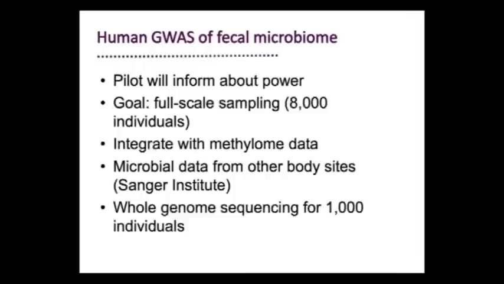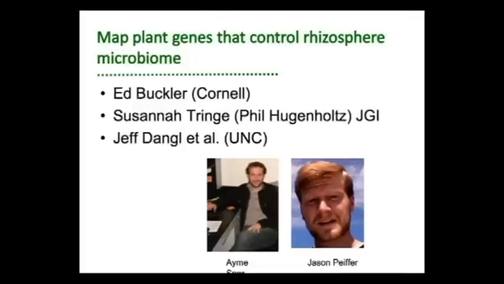All right, now I'm going to shift to plants. This is a collaboration with Ed Buckler at Cornell, with JGI, especially Susannah Tringe and Phil Hugenholtz before he went off to Australia. And we work with Jeff Dangl's group at UNC. Aimé Spor, a postdoc in my lab, and you might have met him yesterday at the poster session, has done a lot of this work with Jason Peiffer, who works with Ed Buckler.